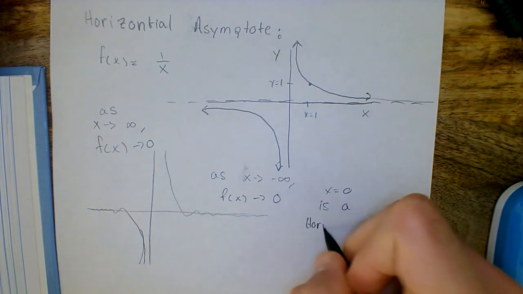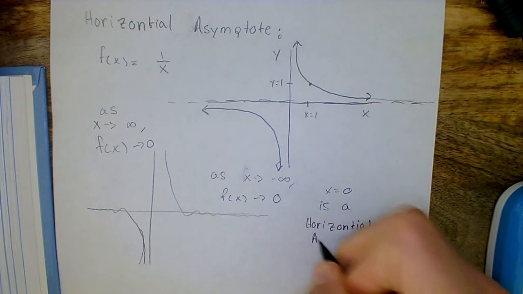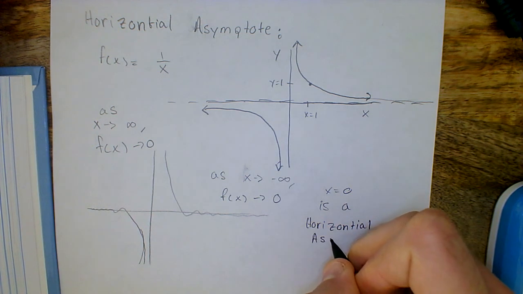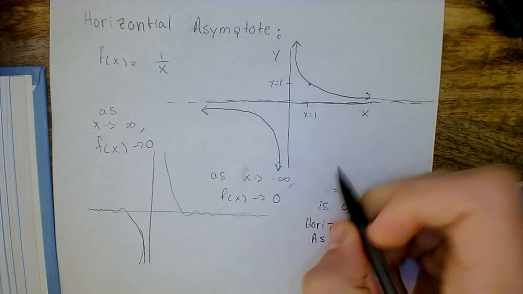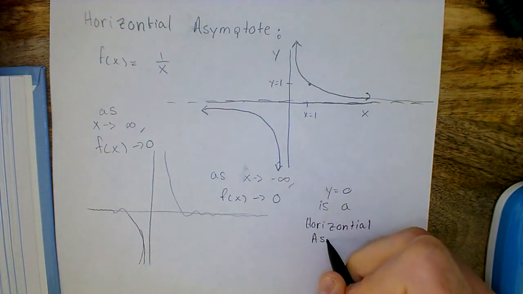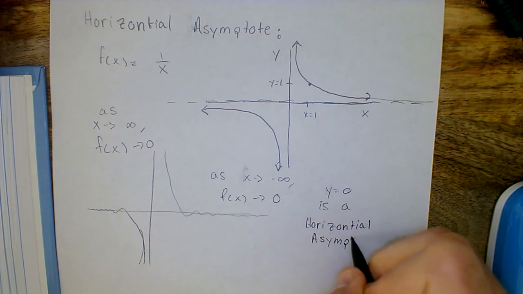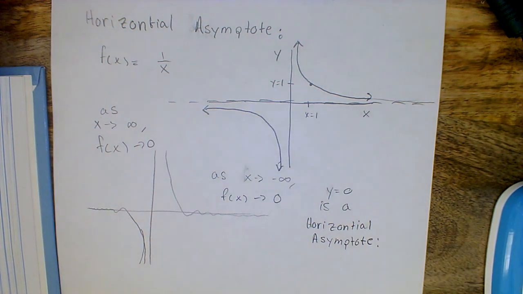Okay, so this x equals 0 is a horizontal, y, the line y equals 0. It's a mistake on my part. Y equals 0 is a horizontal asymptote.